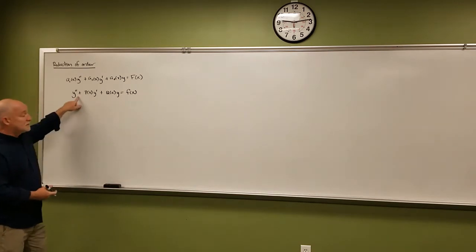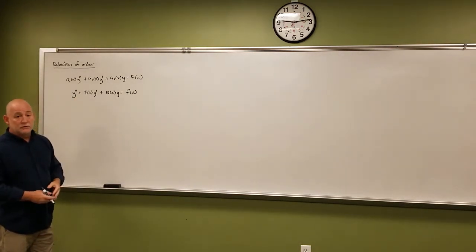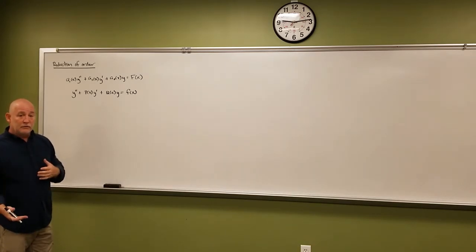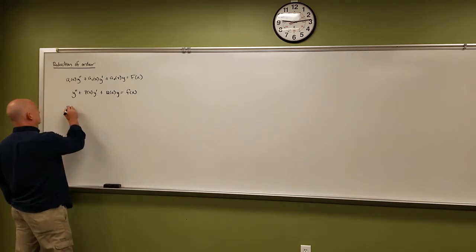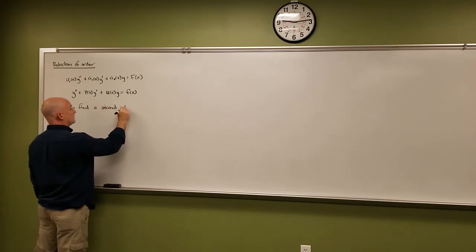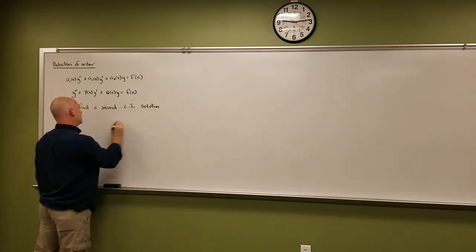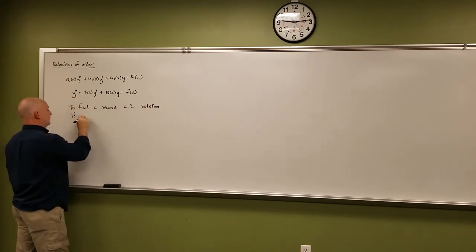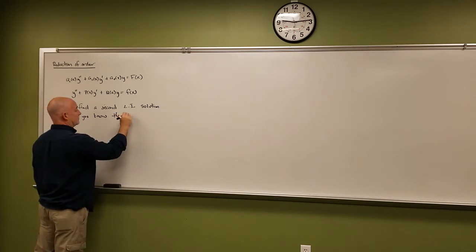Now, since this is a second-order differential equation, we know we need two linearly independent solutions. So if you have one linearly independent solution, can you find another one? So this is to find a second linearly independent solution if you know the first, or one.